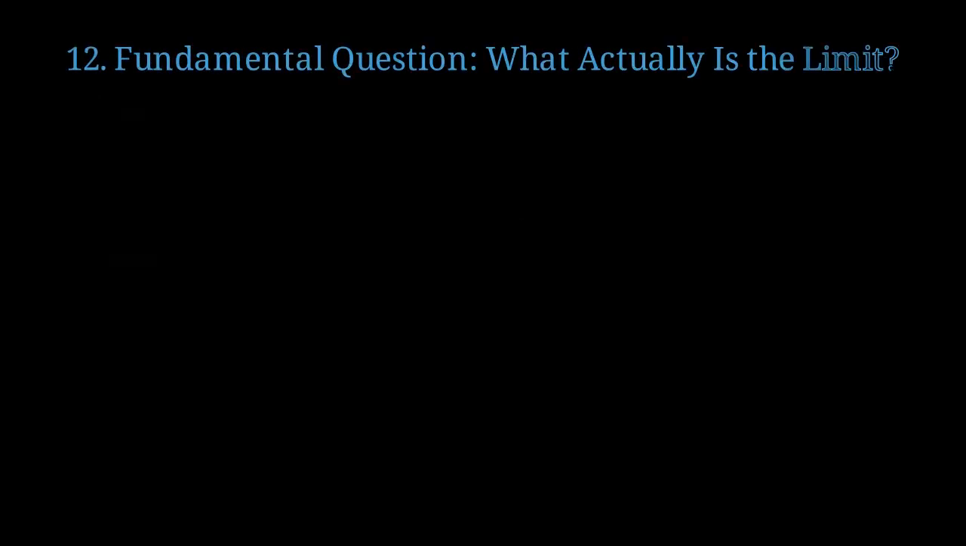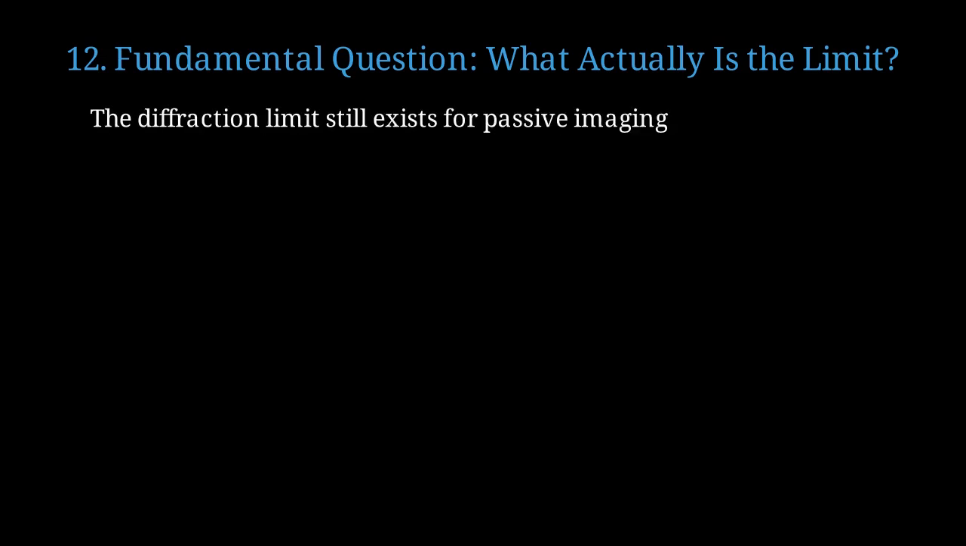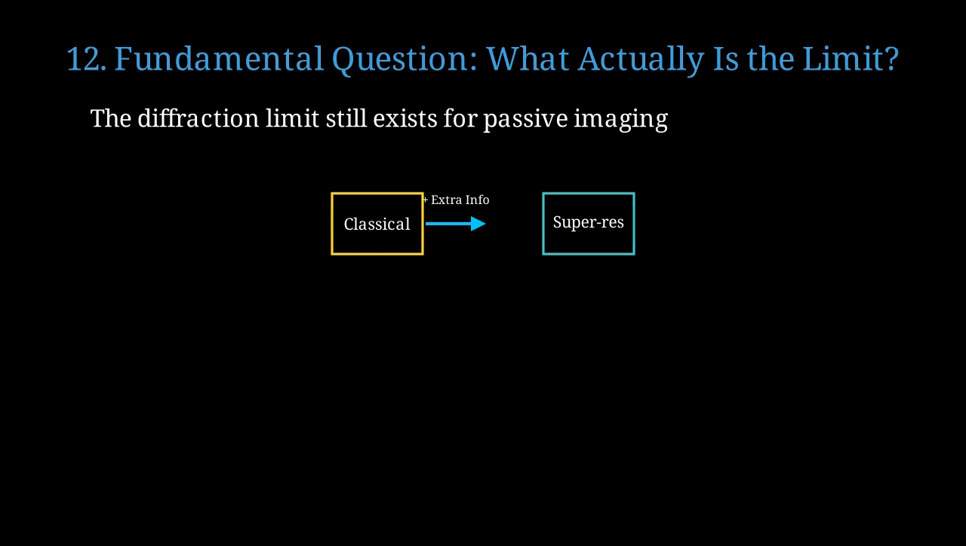Let's address a fundamental question. If we've beaten the diffraction limit, does that mean it wasn't a real limit after all? The diffraction limit is absolutely real for passive linear imaging. What these techniques do is add information or constraints beyond simple intensity measurement. Superresolution techniques add information: temporal sparsity in PALM, nonlinear depletion in STED, or spatial structure in SIM. This extra information bypasses the classical limit.